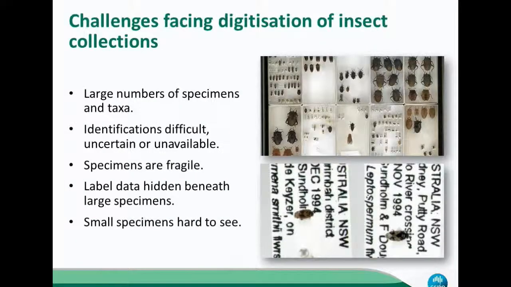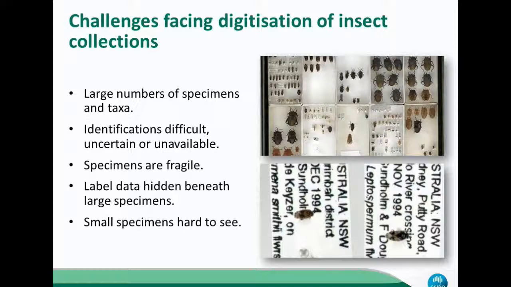So let me bring this down now to something very specific, and this is because my personal experience is around managing a very large insect collection in Australia. It's the Australian National Insect Collection based in Canberra. It's under the auspices of CSIRO, and we have about 12 million specimens, so it's quite a large collection.